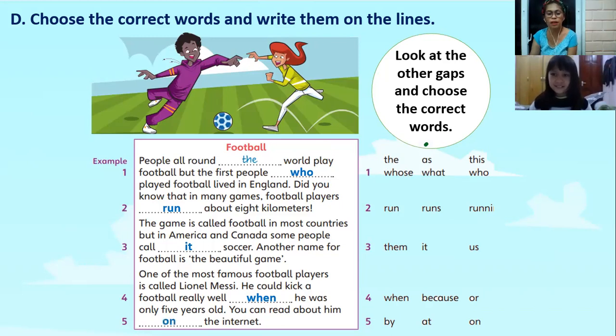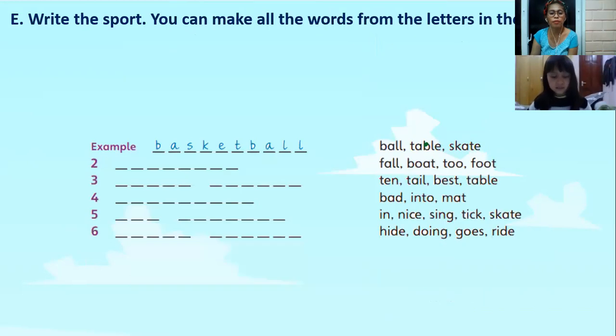Okay, here next one. We will continue about this one. Okay. Now here, look at this one. Write the sport. You can make all the words from the letters in the sport. Okay. Example, look at this one. Ball, table, skate, basketball. Okay. What's number two?